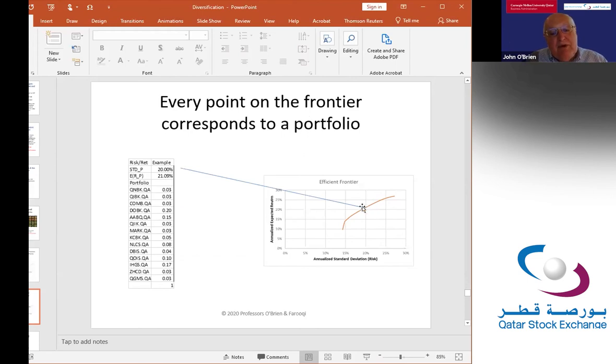So if I take any point on this curve, it corresponds to a portfolio. And if I just take this point randomly, this was giving an expected return of 21%, and these were the weights that were giving that particular portfolio.